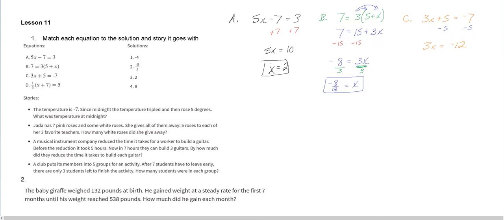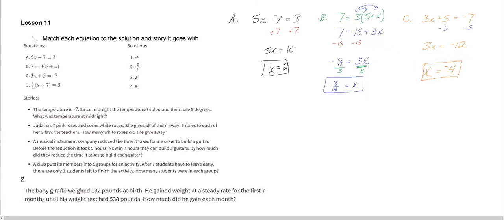And what times 3 could give us negative 12? Well, X would have to be 4, obviously. And for it to be negative as a product, it needs to be a negative 4. So we have our solution there for C.